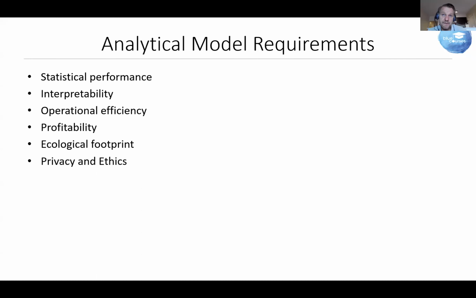They have to be operationally efficient. You have to be able to run them fast. They have to be profitable at the end of the day. So we've done a lot of work on profitability of analytical models. They need to have a low ecological footprint. This is especially important with modern day deep learning models, which often have trillions of parameters, causing a very heavy carbon footprint, which can be measured in terms of CO2 emission, for example. And then privacy and ethics is also very important because there's more and more data available. So we also have to take care of this.